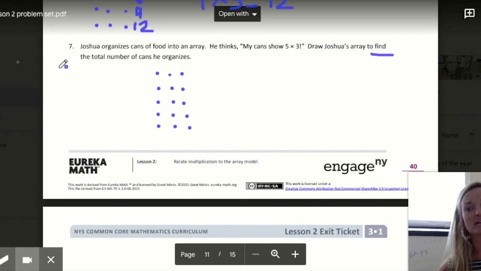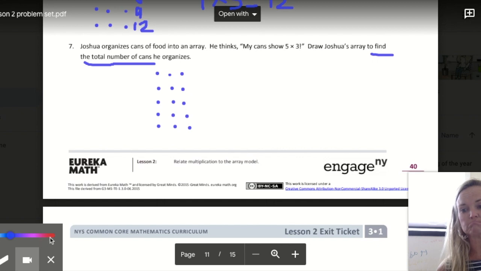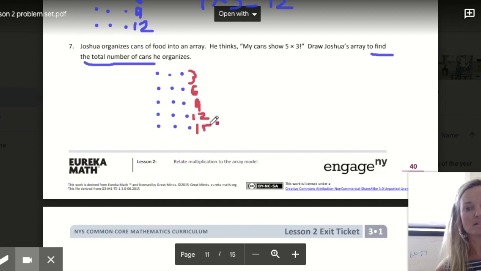Now we have to find the total number of cans that he organized. So if I'm looking at it as a multiplication of 5 times 3, then I know I can count by threes. Okay, let's switch my colors real quick. So here I have 3, if I want to count by threes, 6, 9, 12, and 15. Okay, so he has 15 cans, or we could just count the dots if we're not real good at counting by threes just yet. So you could have counted the dots that go along with that as well.